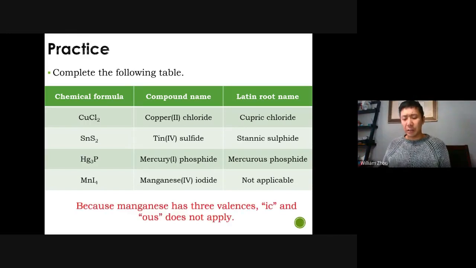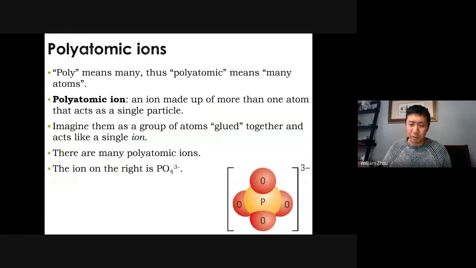Well, that's because it has 3 valences. So ic and ous apply if you only have 2. So if you have 3, then it just doesn't work. So don't worry about the Latin root names. They're just there for your own entertainment, your own extra knowledge. But you do need to know how to name these using the Roman numerals. Okay, so do we have any questions? Okay, yeah, there was a few mistakes. We're good with multivalent metals. Okay. Use Roman numerals to denote the charge.